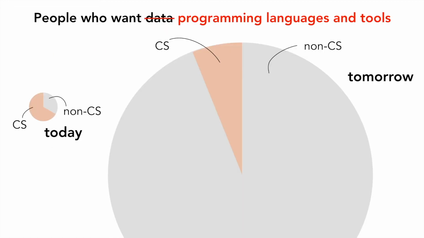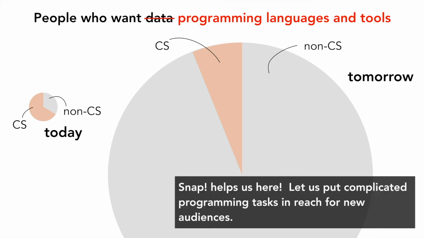I think this is really important going forward because I talked about how the audience of people who are interested in web data has been changing. But I think this is a much, much broader trend. It's not just about web data, it's about programming languages and tools much more broadly. So going forward, only a teeny tiny slice of the people who are out in the world writing programs are going to be people who have had the kinds of computer science training that programmers today have had. So many different people from different backgrounds end up wanting to get access to the power of automation. And I think Snap can really help us serve these users. It lets us put these complicated programming tasks in reach for new audiences.